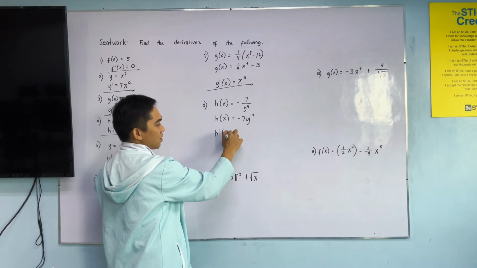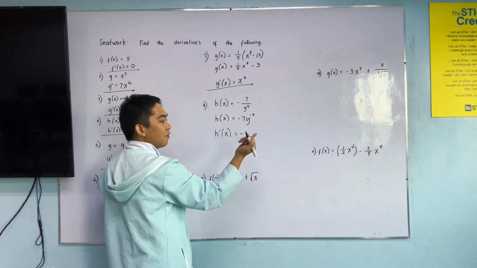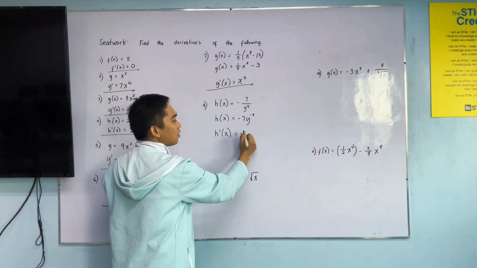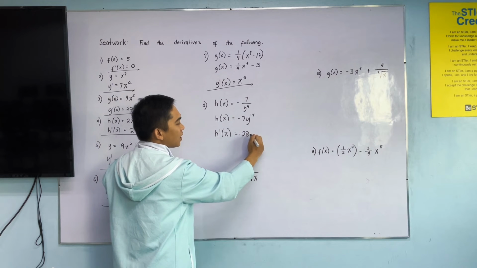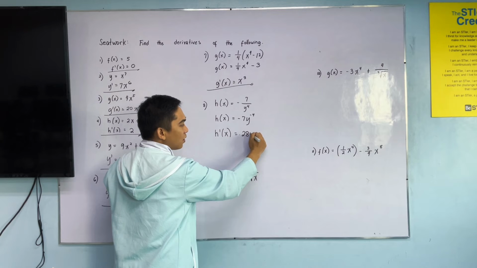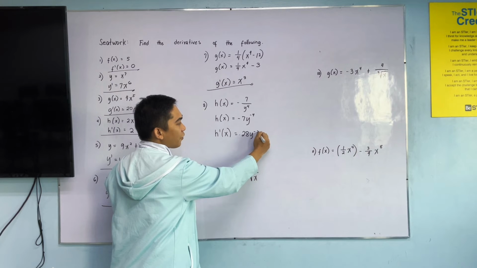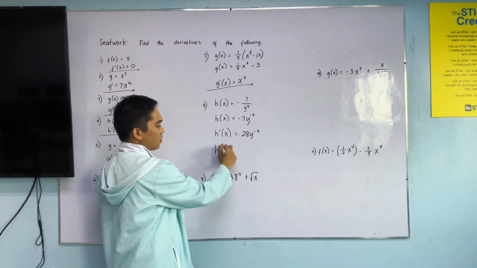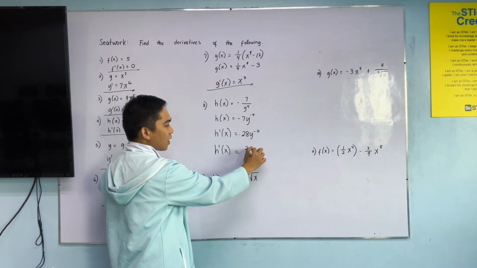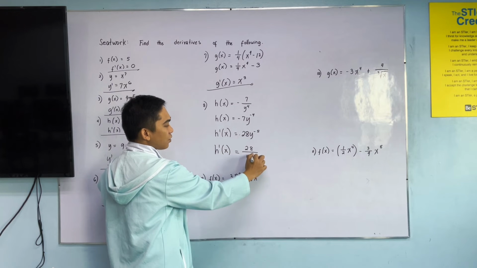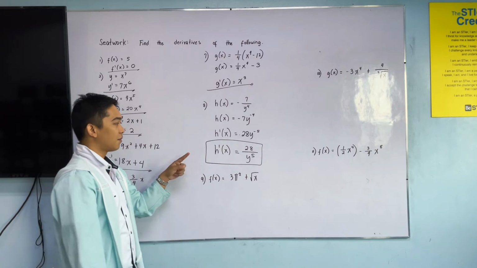So, is equal to negative 7 times negative 4, negative 7, 14, 21, 28. Pero, negative times negative, we have positive 28. Copy the variable, y, then negative 4 minus 1, negative 5. So, h prime of x, pwede natin ito ibalik sa denominator. 28 over y raised to 5. Alright. Pasok na tayo sa sagot.